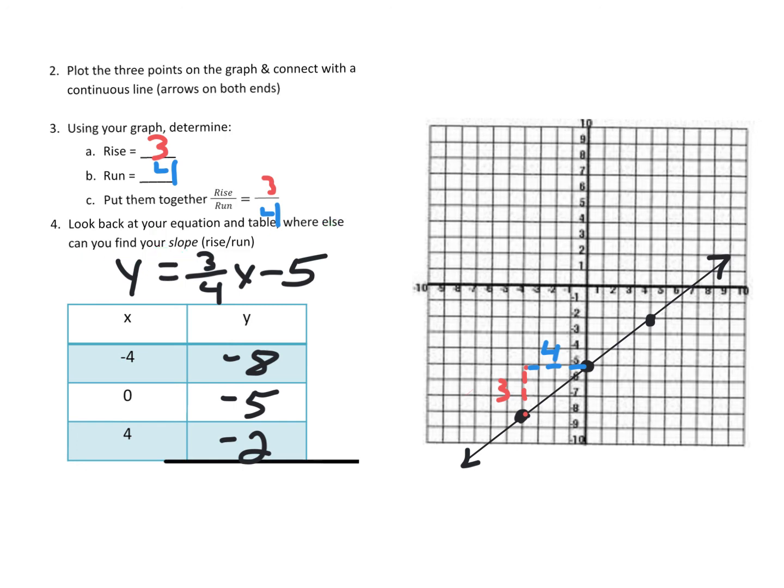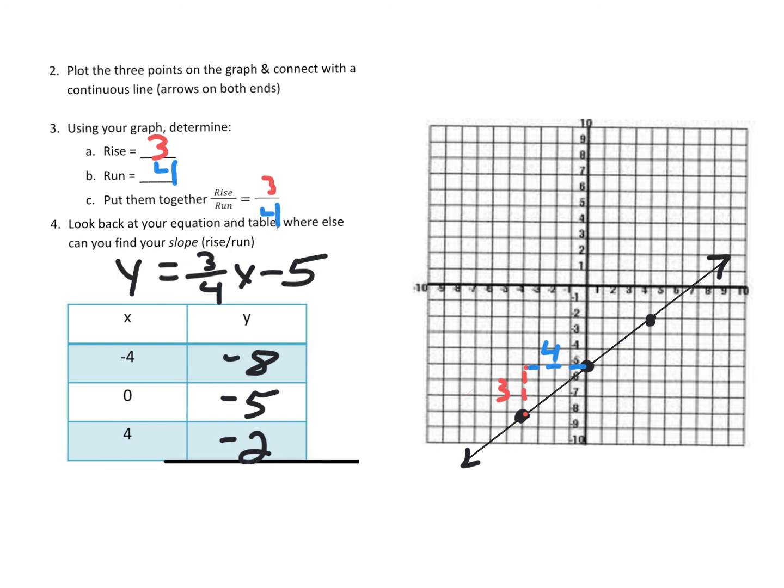Well, if we look at our equation, where else can you find your slope? Well, our slope is this rise over run, up 3 over 4. Well, notice in the equation, there is a 3 over 4 right next to the x. It's being multiplied by x, okay? Technically, the coefficient with the x is 3/4. This is our slope, okay?